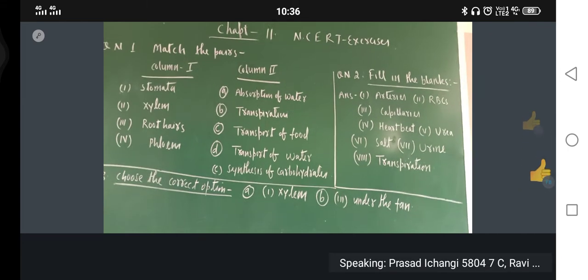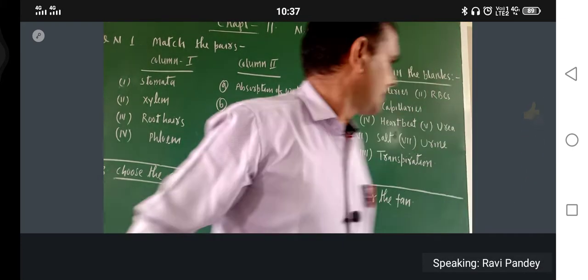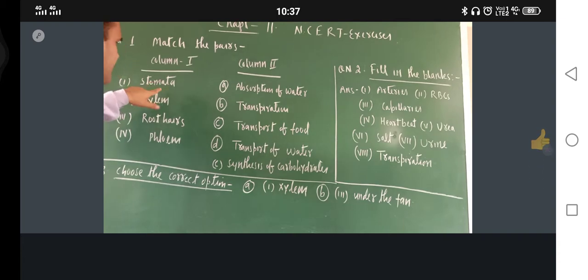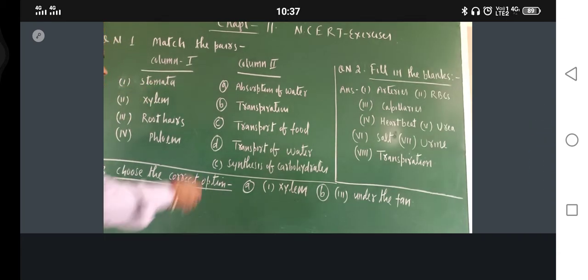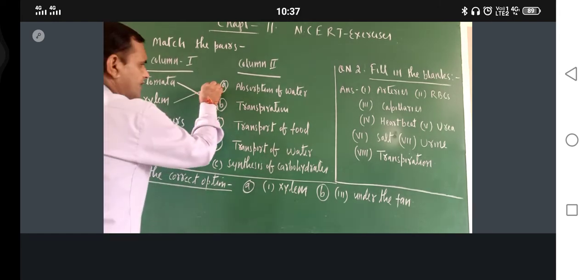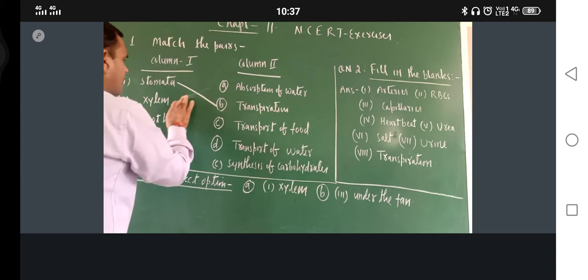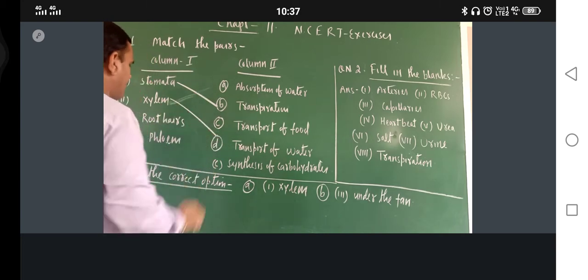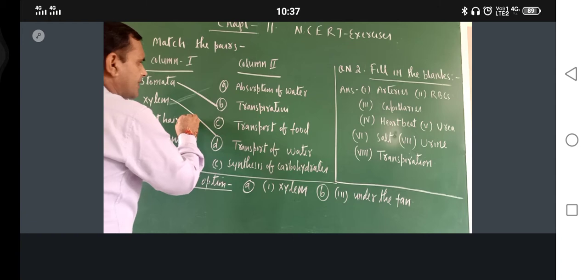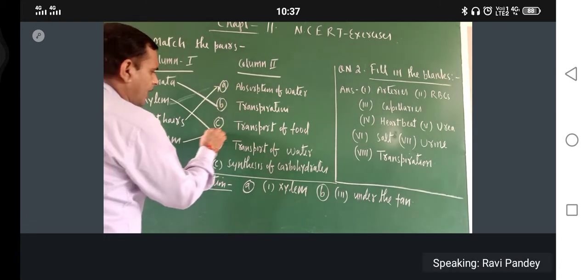So just see the first one, match the pairs. Stomata is related with transpiration. Xylem is the transport of water. Root hairs, absorption of water. Phloem, transport of food.